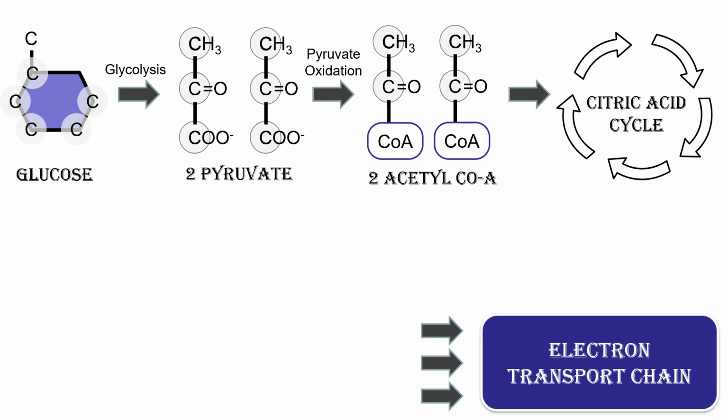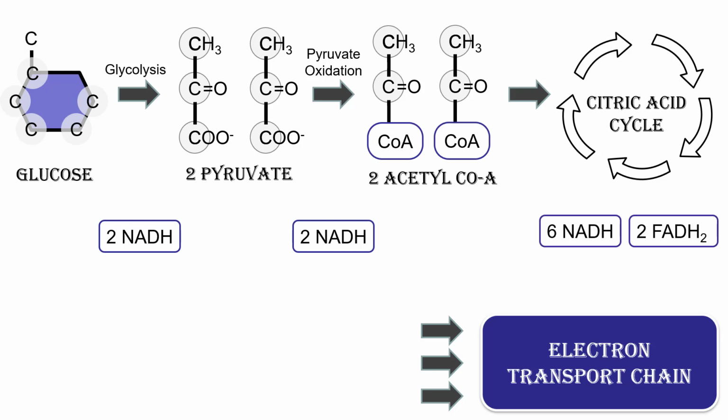The electrons that are stripped from these molecules during these reactions are generated, and then they are picked up by molecules known as NAD+ or FAD. So during glycolysis, those electrons are gathered by 2 NADH. Pyruvate oxidation generates 2 molecules of NADH. And then the citric acid cycle generates 6 molecules of NADH. And this is the only time that we see FADH2, which is kind of like a cousin to NADH.